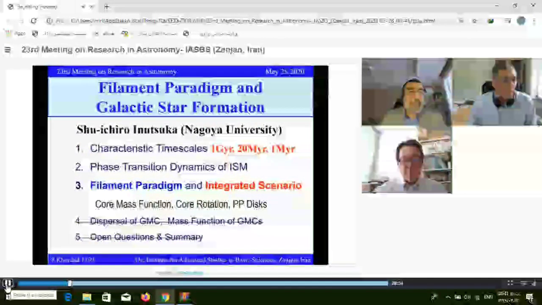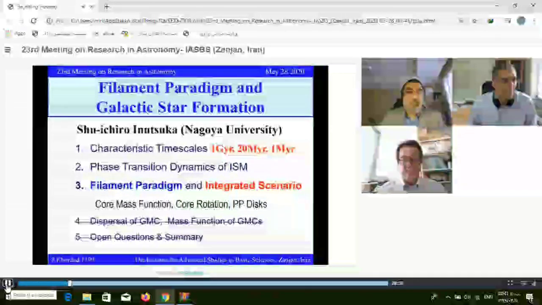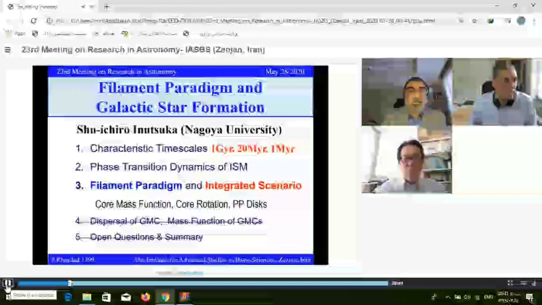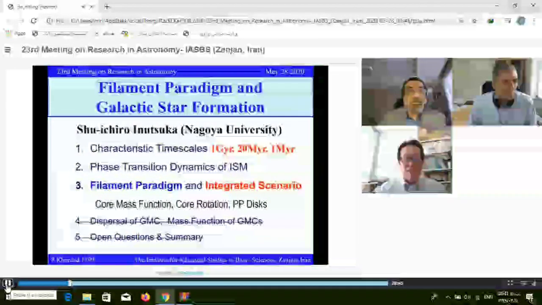I have been working on star formation for more than 30 years. Now we have some understanding to some extent. So today I'd like to explain our recent understanding of the star formation process in our Milky Way galaxy.